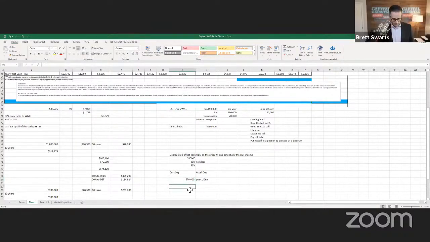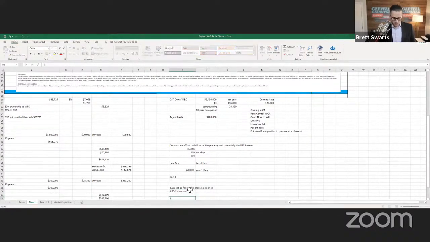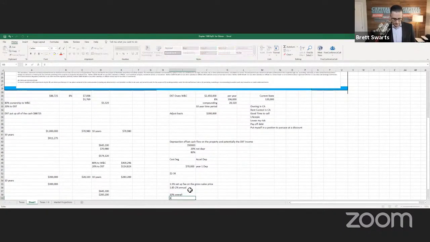Now, cost seg will cost you some money. Let's just estimate $2,000 to $3,000, right? So there's some cost to that, and the DST costs some money. You're looking at about 1.5% setup fee on the gross sales price, and then somewhere around 1.85 to 2% annual. But the goal is to earn 10% overall to net you 8% after all recurring fees.